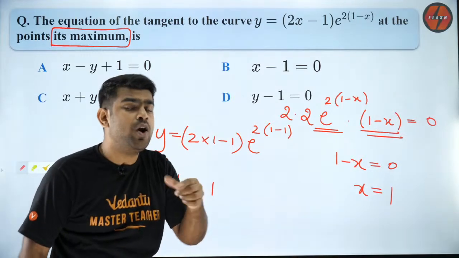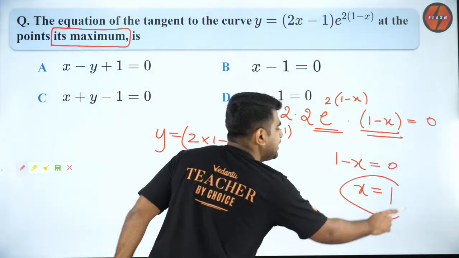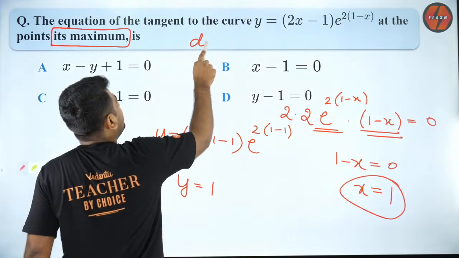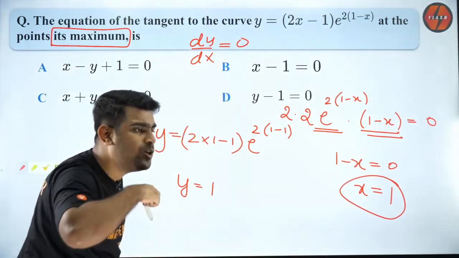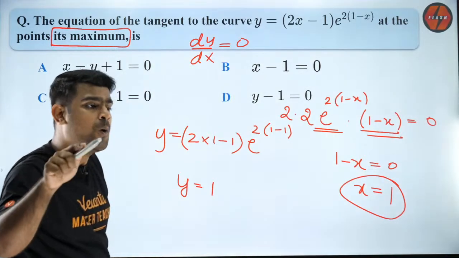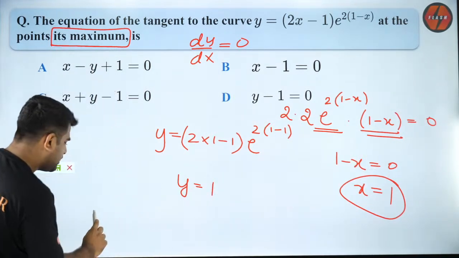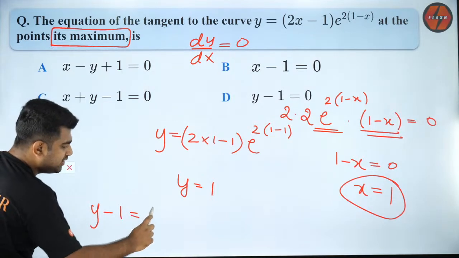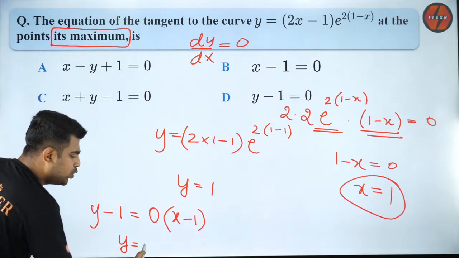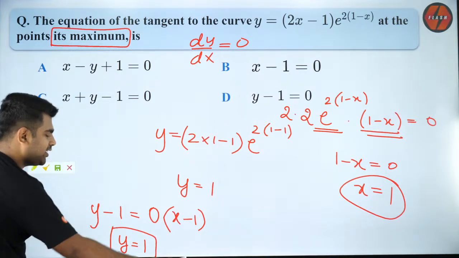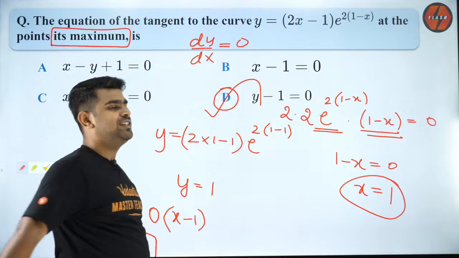Do you guys agree? Why is it 0? Because we are finding it at the maxima, and I know at maxima dy by dx is 0. So the slope is 0, and these are the points. So the answer is y minus y1 is equal to m into x minus x1. So the answer is y equal to 1. That's it. Over.